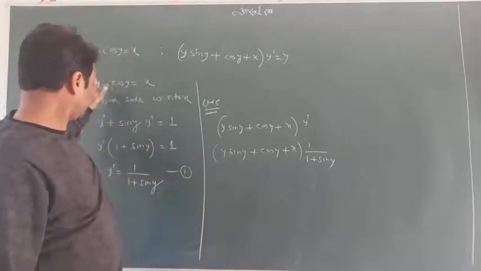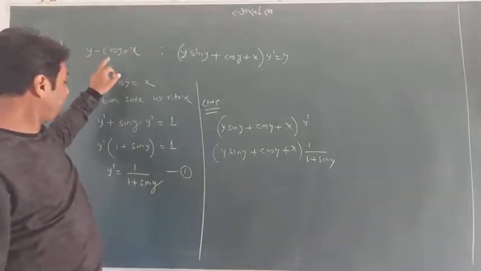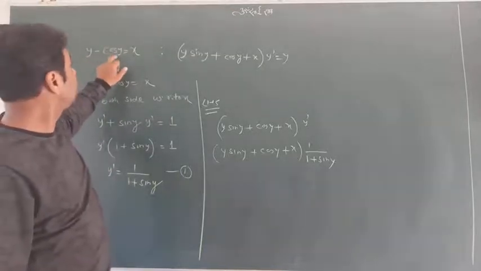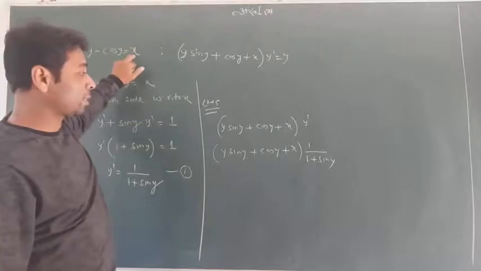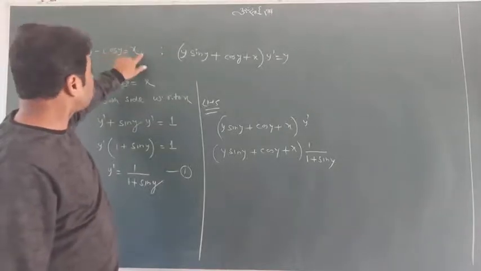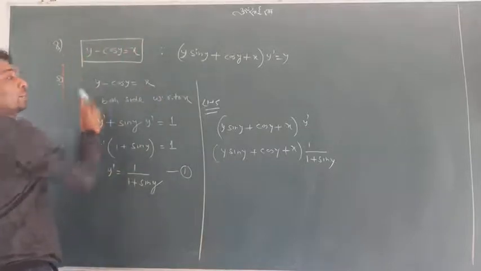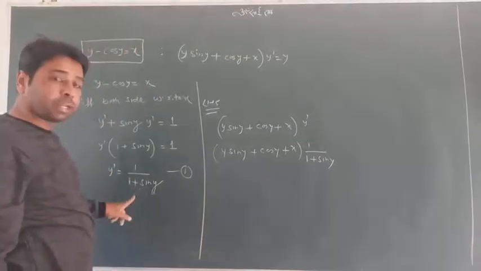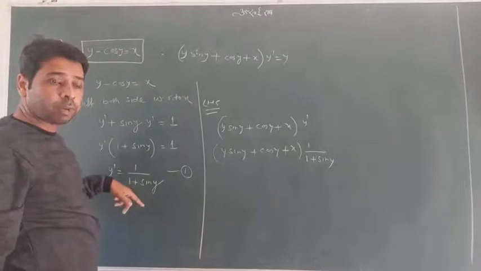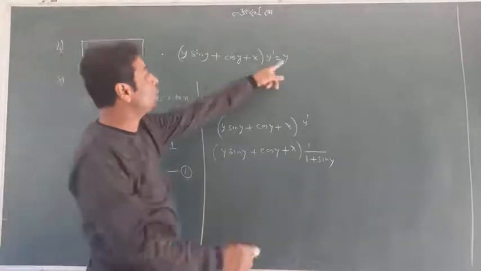Student, can you check here that you have a value of cos y, which is y minus x, or x plus cos y equal to y. That is given. Try to understand. It is given and it is obtained. We have two equations, and by help of these two equations I will try to find my y.